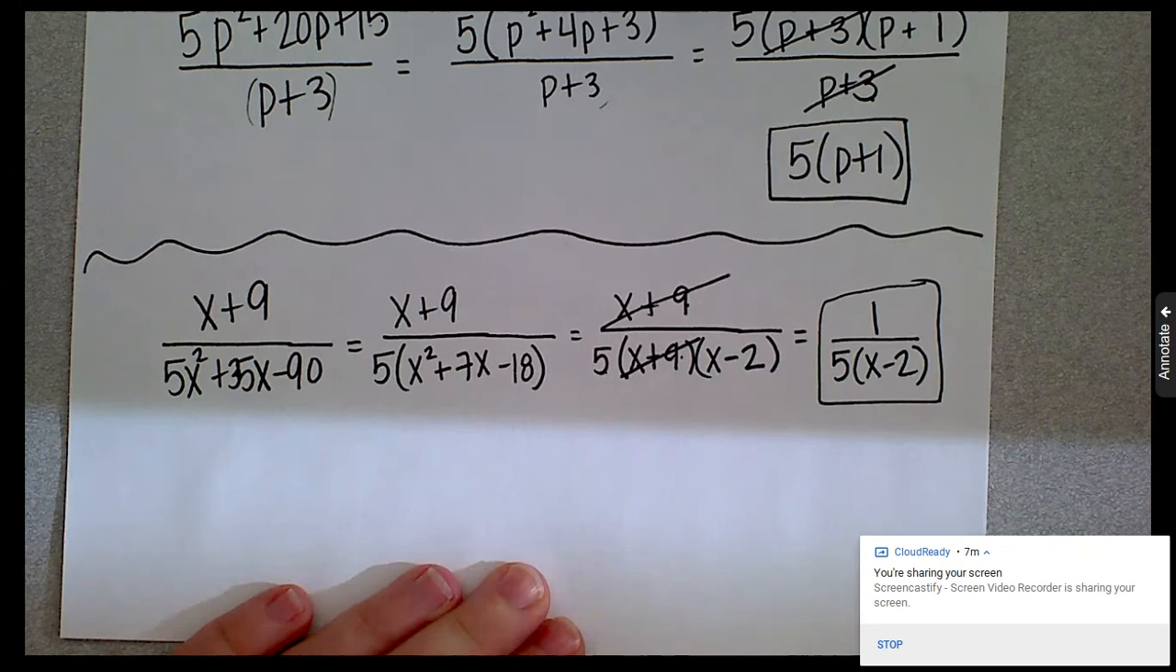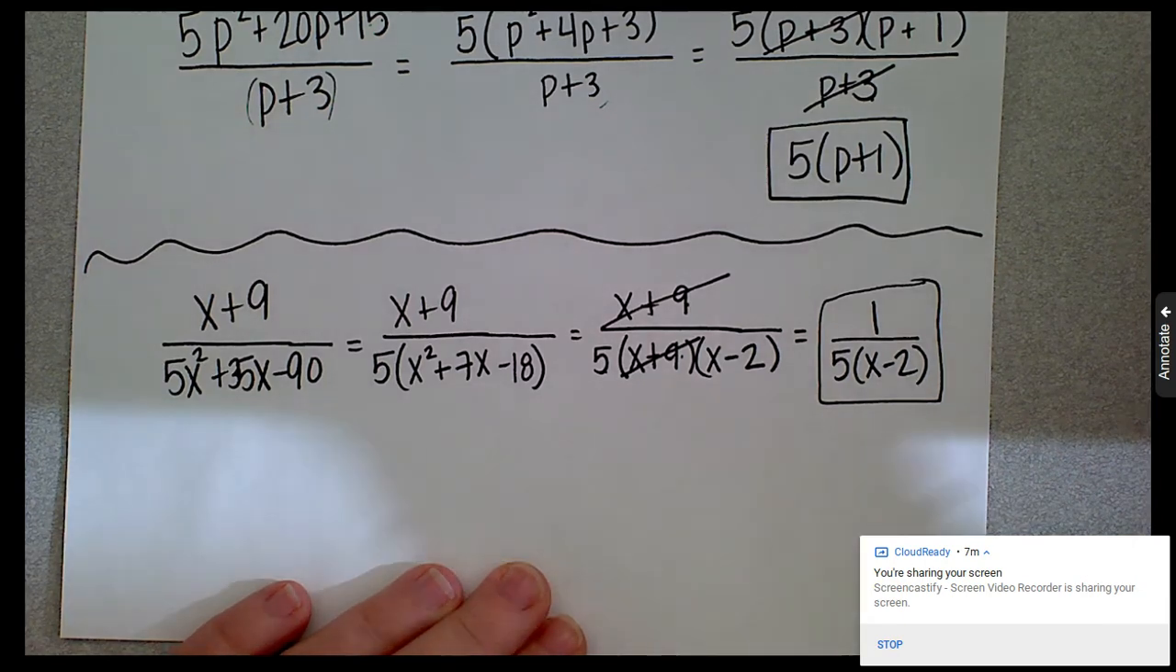So just little things that pop up. Always look for GCF. Always look, can I factor something? Once things are factored, from there, what can I cancel? And then what would I be left with?